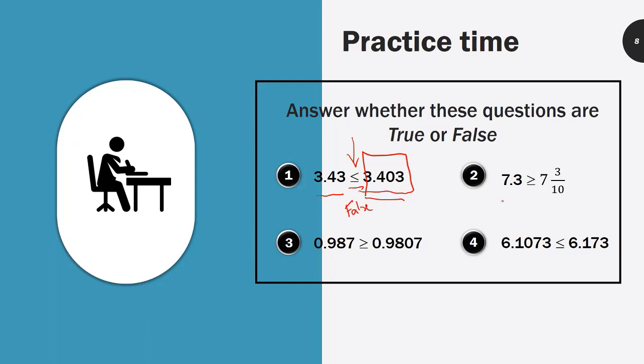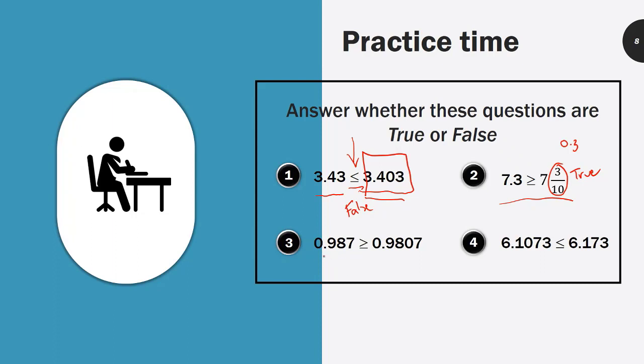So this next one here, it's saying that 7.3 is greater than or equal to 7 and 3 over 10. Well, that is actually correct because 3 over 10 equals 0.3. So that means that this statement is true. Now we're going to get into this after looking at these symbols, and we'll start converting some fractions into decimals.